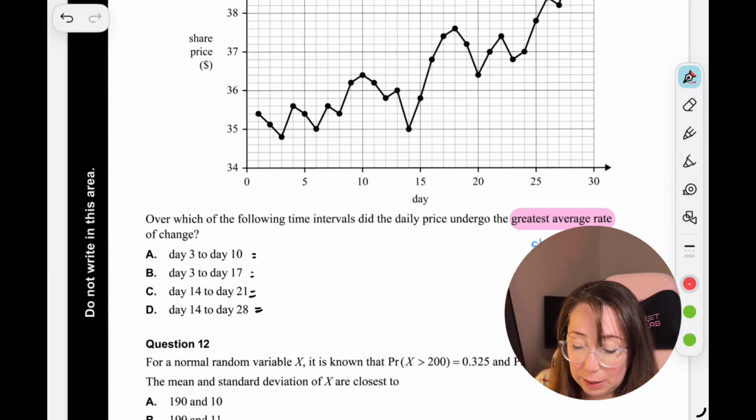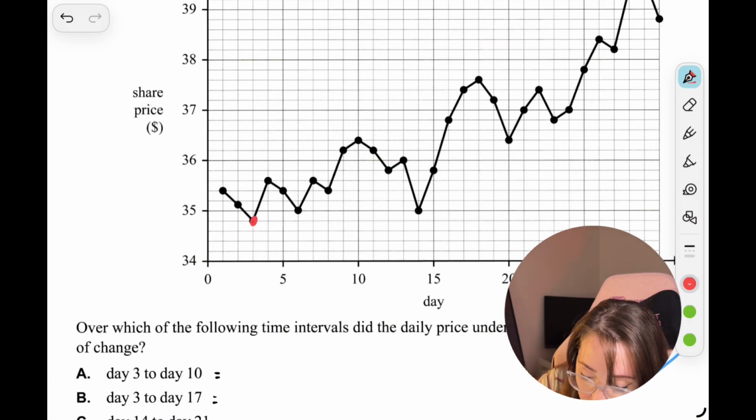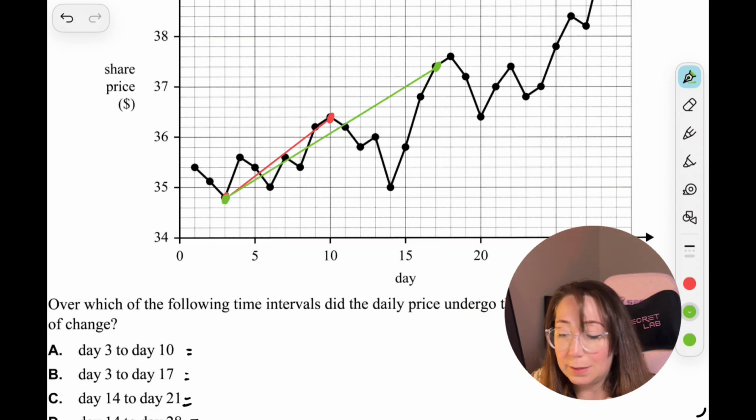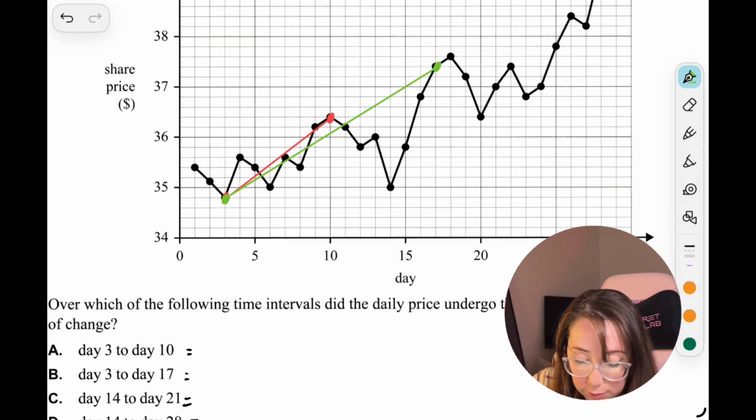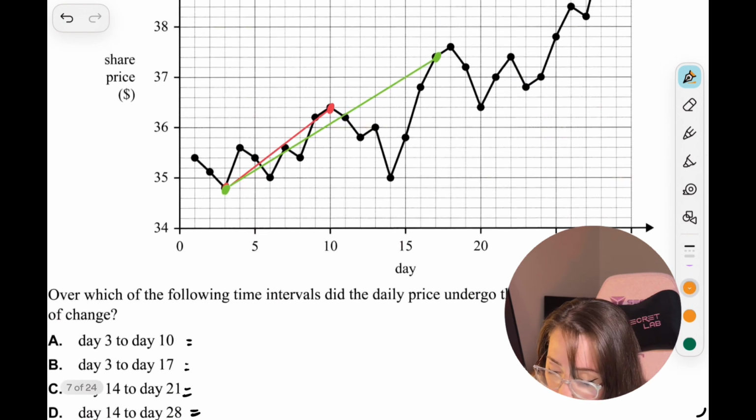So let's start off with A, that's day 3 to day 10. So that's that. B, day 3 to day 17. I can see that the red is steeper than the green already. We'll grab a different color. Day 14, which is here, to day 21. All right, that looks like it's the steepest so far.